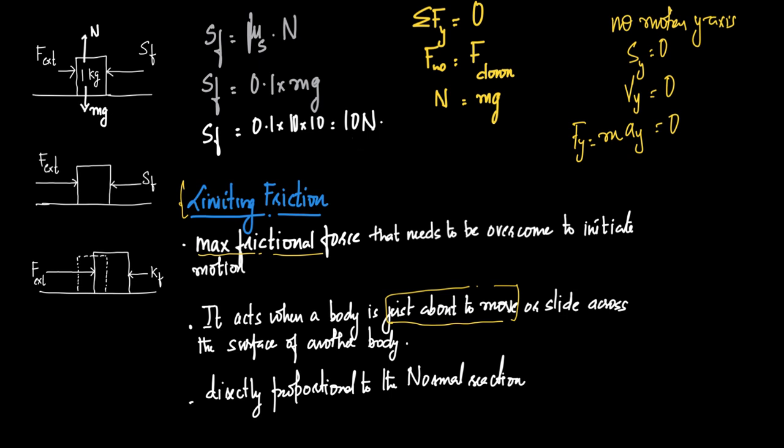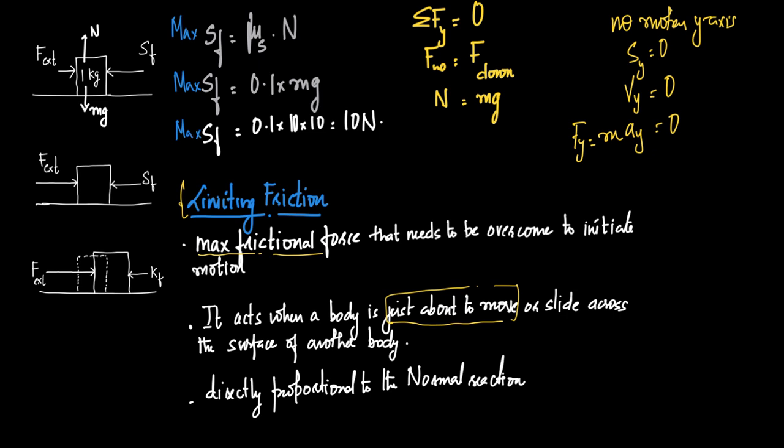Now, this is where most of the students make a mistake. This is not actually static friction. Then what is it? What we have here is the maximum value of static friction.